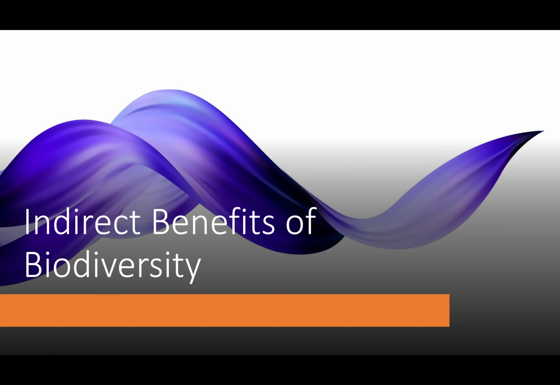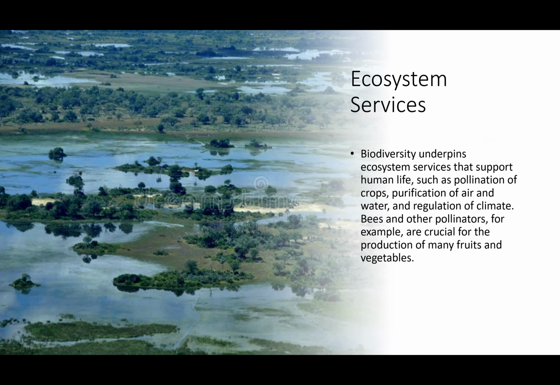So the indirect benefits of biodiversity. No, I think it's the last benefits of biodiversity, right? Ecosystem services, right? So biodiversity underpins different types of services that we could look at. So support for human life, right? Such as pollination of crops, purification of air and water, regulation of the climate. So these ecosystems can actually help to regulate these things, the ecosystems themselves, right?